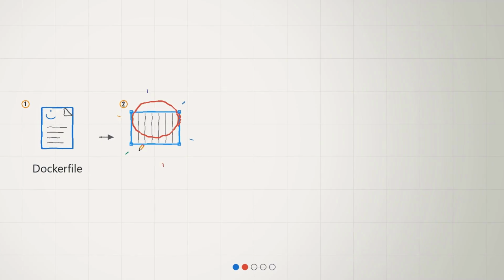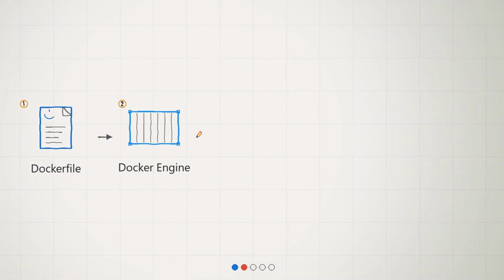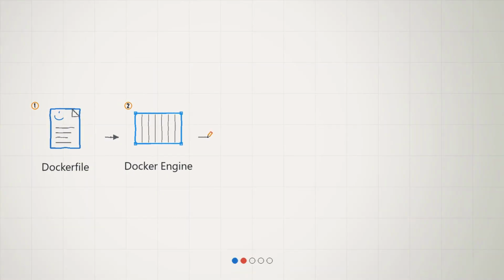Step 3. Cache Key Generation. For each instruction, Docker computes a unique cache key. This key combines the instruction itself and the content of any files it references. For RUN commands, the key is the command string. For COPY commands, it's the command string plus a checksum of the copied files.